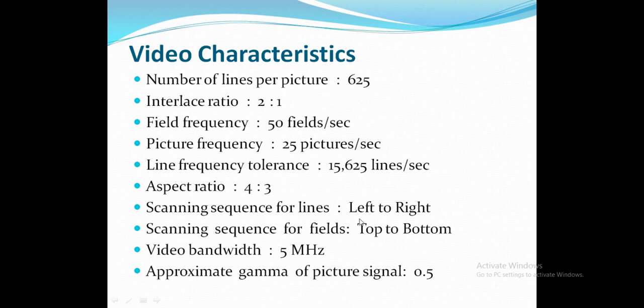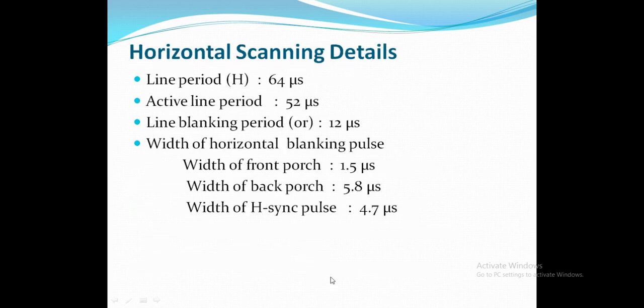The scanning sequence for lines is left to right, and for fields it is top to bottom. For fields we use vertical scanning, and for lines we use horizontal scanning. Next, the video bandwidth is 5 MHz and the approximate gamma of the picture signal is 0.5.